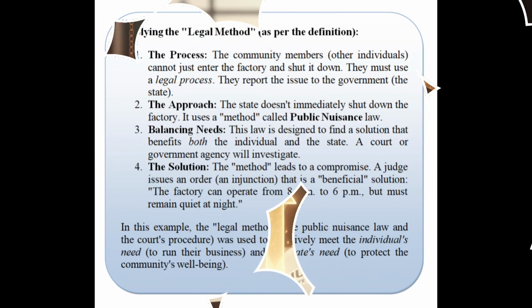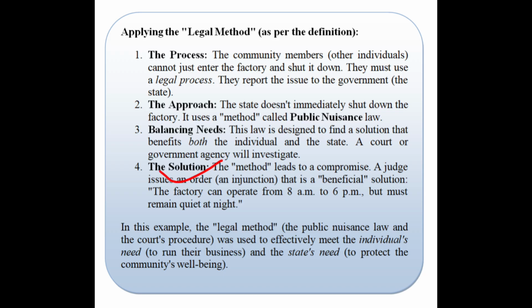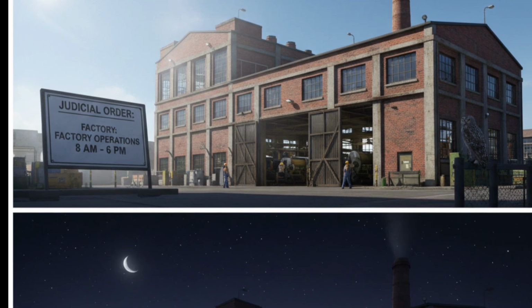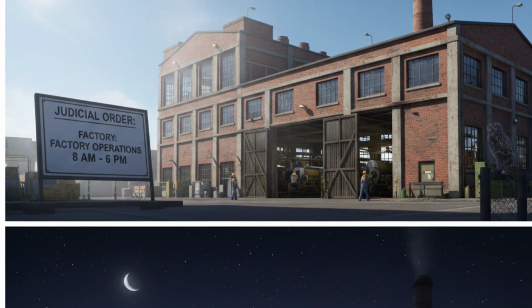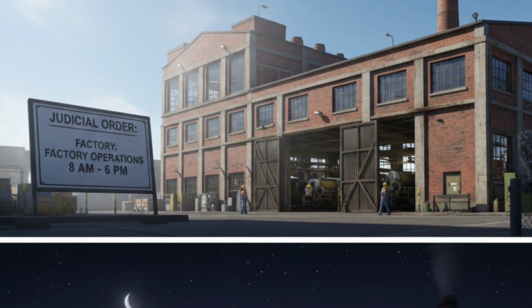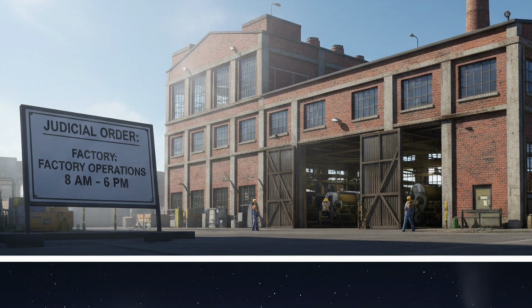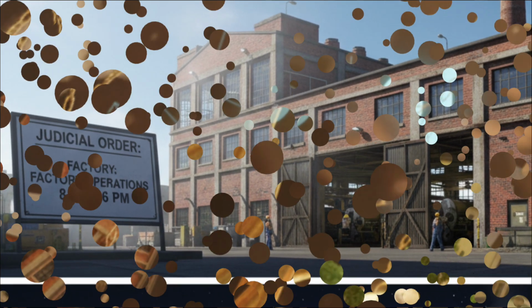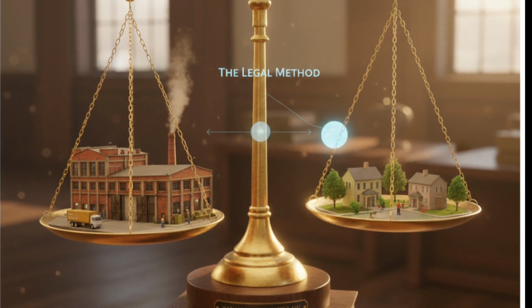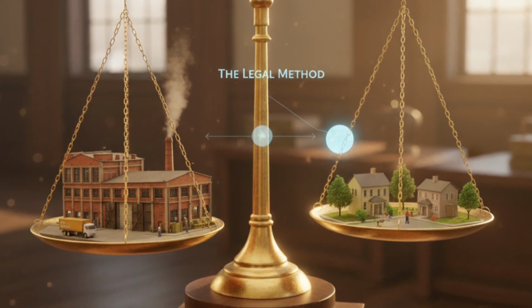Now, a court or government agency will investigate the case. The government will not tell the factory it must close forever, and it will not tell the community they must just suffer. The final solution is that the method leads to a compromise. A judge issues an order that is a beneficial solution. The factory can operate from 8 am to 6 pm but must remain quiet at night. Dear friends, in this example, the legal method was used to effectively meet the individual's need and the state's need.